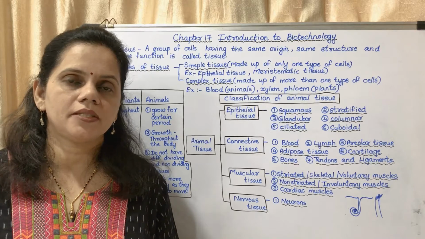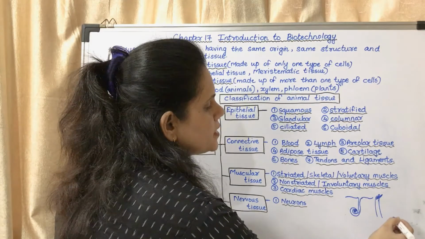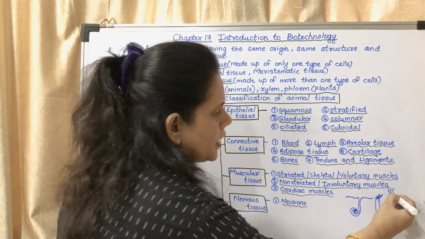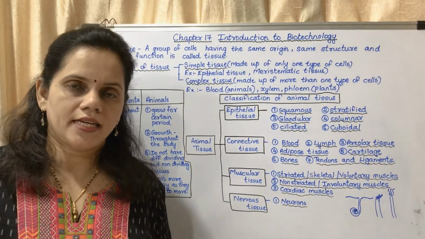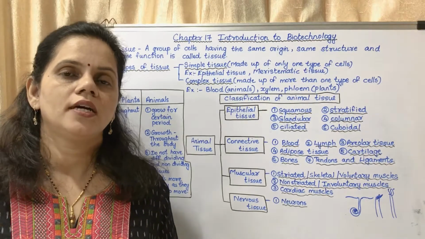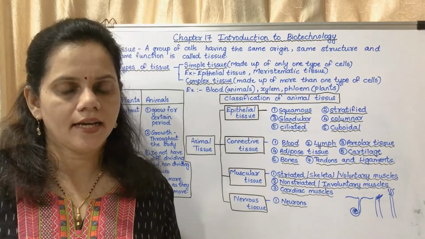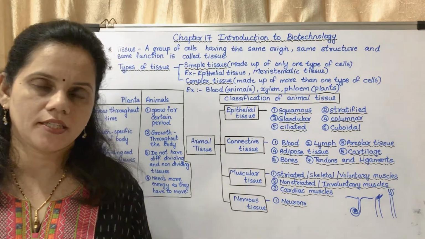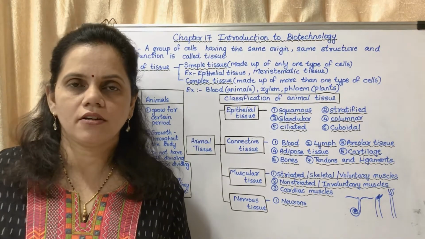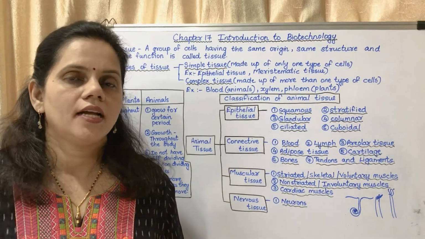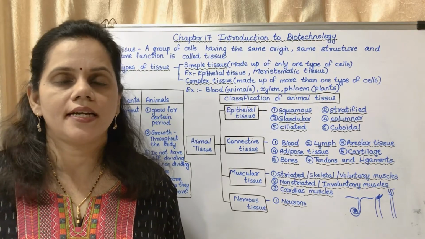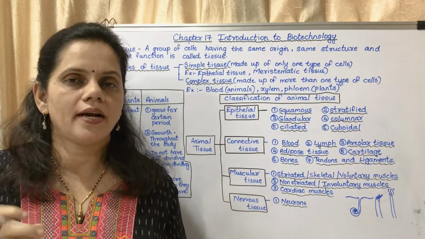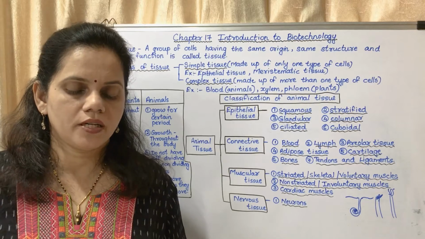Next is ciliated epithelium. Now you may see, if this is the cell, there are small hair-like structures on the top of it. It is said to be ciliated epithelium. Location: inner surface of the respiratory tract. There are hair-like structures in our nose, you might have seen. What is the purpose? It is for the easy passage of air and to prevent the dust particles from entering into the respiratory system.